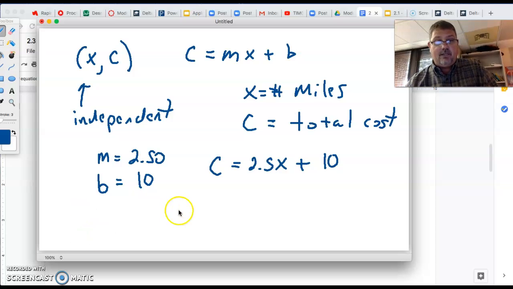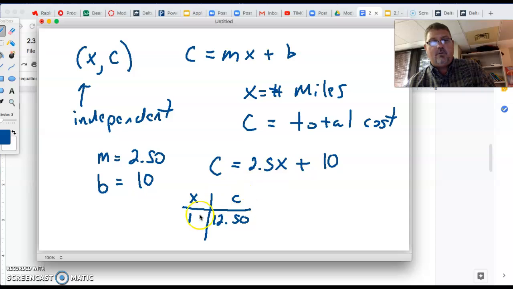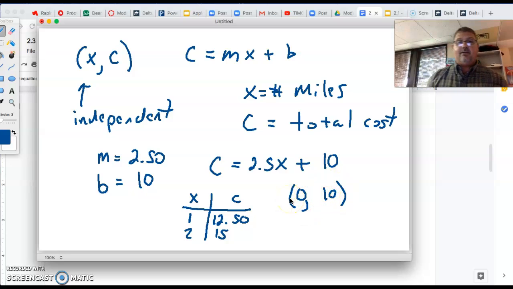Well, if you just take a look at what it's doing for us, I put in 1 for x, I get 10 plus 2.5, so it would be $12.50 for a 1 mile ride. 2, this would give me a 5, right? So I'd get 15 for a 2 mile ride. So it does predict the cost of the cab ride. And note here, for 0 miles, you're still paying that $10. That's that initial fee, that y-intercept.